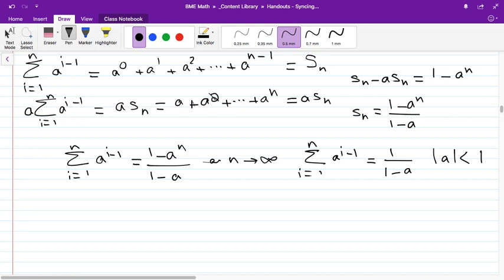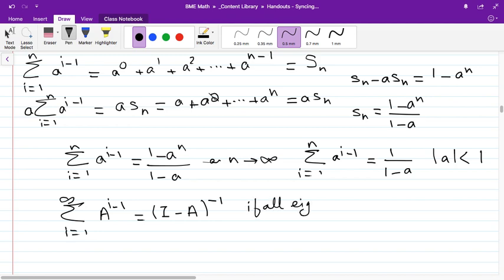All right, so if you have a matrix, the sum from i equals 1 to infinity of some matrix A raised to the power of i minus 1, that's going to be equal to the inverse of the identity matrix minus A, if all eigenvalues of A are less than 1.